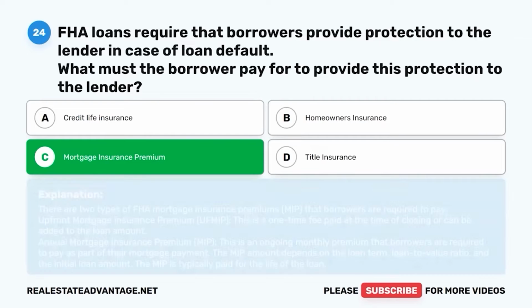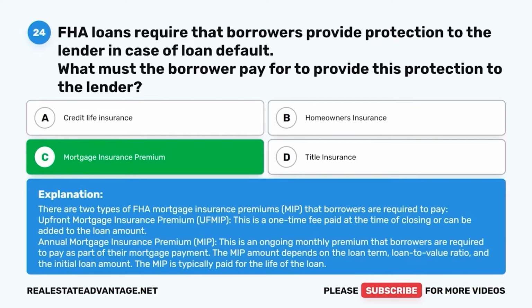Mortgage insurance premium. There are two types of FHA mortgage insurance premiums, MIP, that borrowers are required to pay. Upfront mortgage insurance premium, UFMIP. This is a one-time fee paid at the time of closing or can be added to the loan amount. Annual mortgage insurance premium, MIP. This is an ongoing monthly premium that borrowers are required to pay as part of their mortgage payment. The MIP amount depends on the loan term, loan-to-value ratio, and the initial loan amount. The MIP is typically paid for the life of the loan.